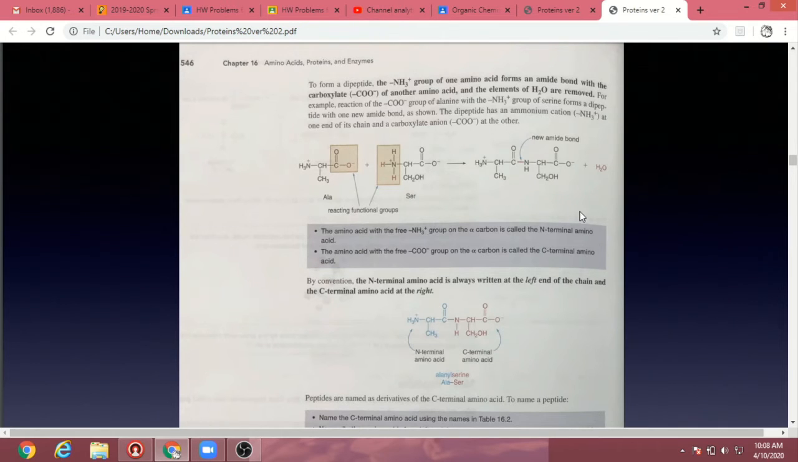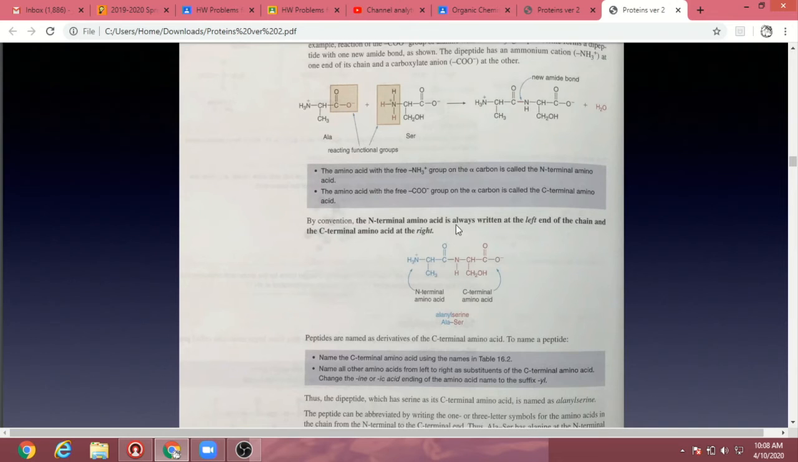By convention, the N-terminal amino acid is always written at the left end of the chain, and the C-terminal amino acid is at the right. So when you draw a peptide, always draw it with the N-terminal on the left and the C-terminal on the right. All right, so always draw them that way. And the way they're named is according to that too. Peptides are named as derivatives, basically, of the C-terminal amino acid.